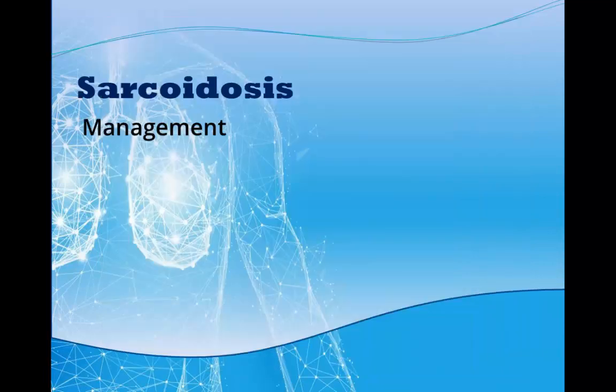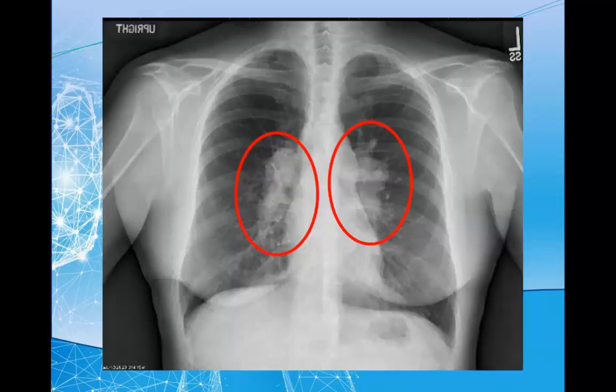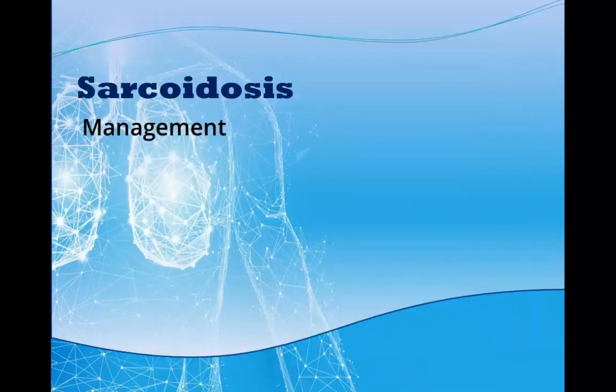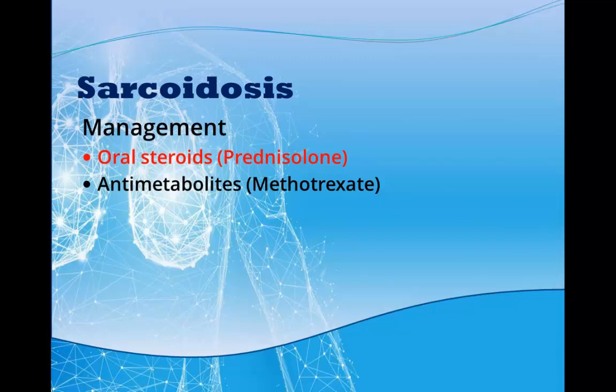So let's say the patient presents with only bilateral lymphadenopathy on chest X-ray and nothing else. They'll recover spontaneously without treatment. For management, we'll give an oral systemic steroid like prednisolone as first-line treatment. Methotrexate is used as an alternative. And if those two are contraindicated, anti-tumor necrosis factor monoclonal antibodies.